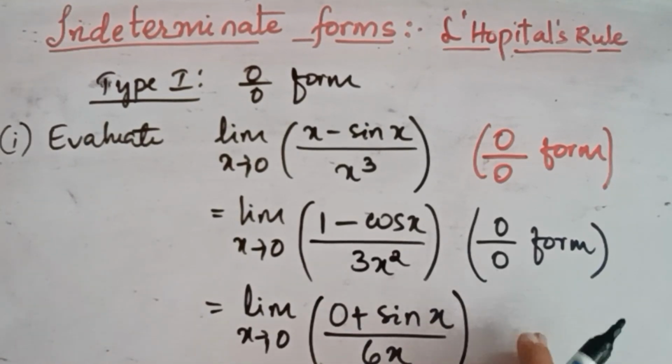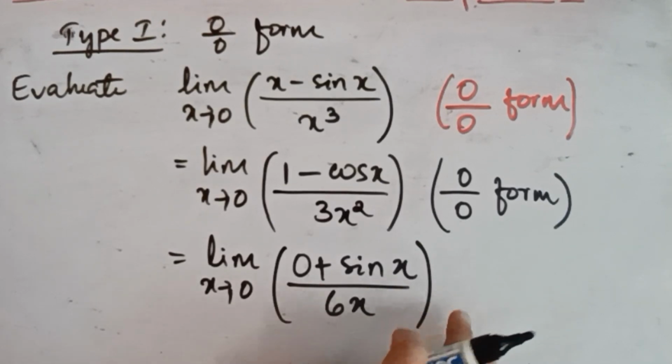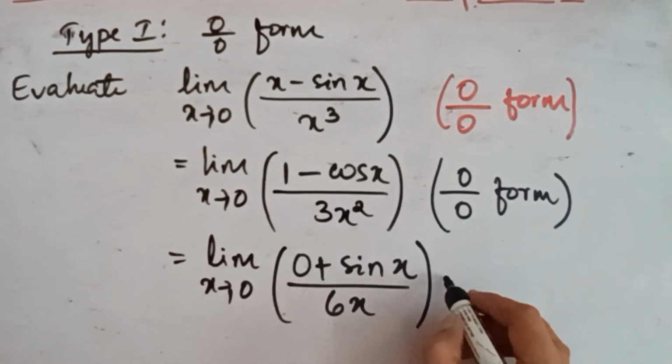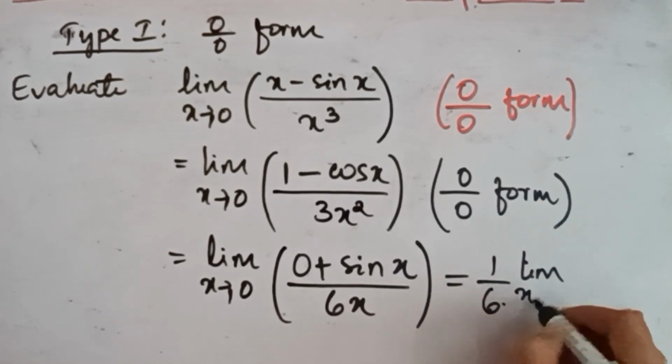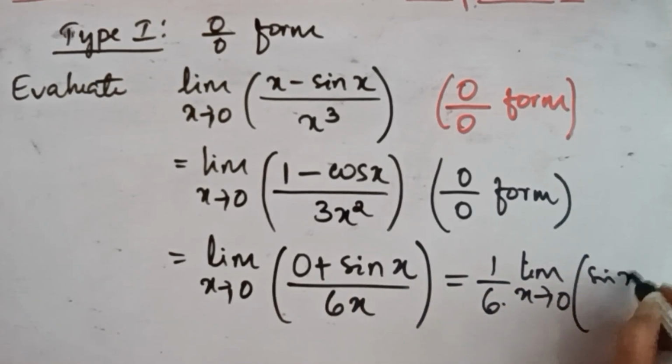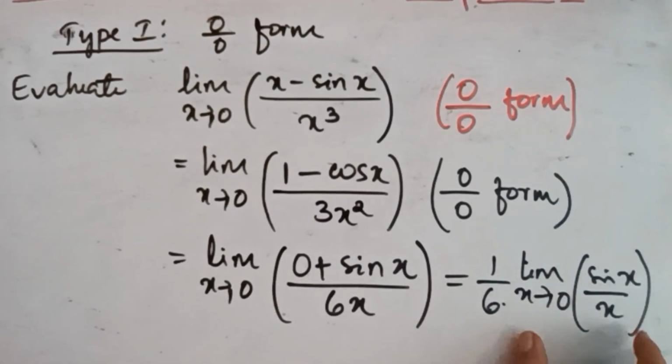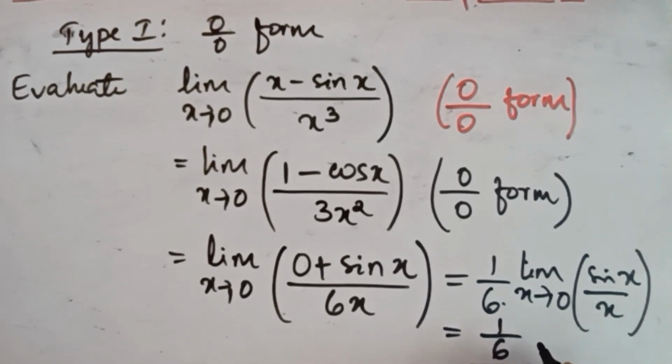Now here you can either directly go with the formula, limit theta tends to 0 of sin theta by theta is 1, or else you can apply L'Hopital's rule once again. Here I will just take 1 by 6 outside, then the limit as x tends to 0 of sin x divided by x. We know the formula, limit theta tends to 0 of sin theta by theta, this value is 1. So 1 by 6 into 1, the final answer is equal to 1 by 6. This is the value of the limit.